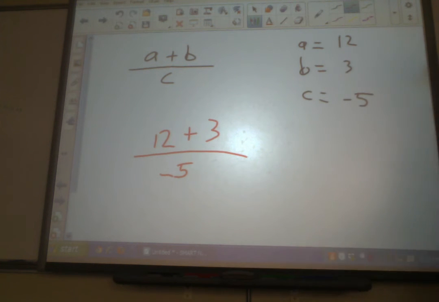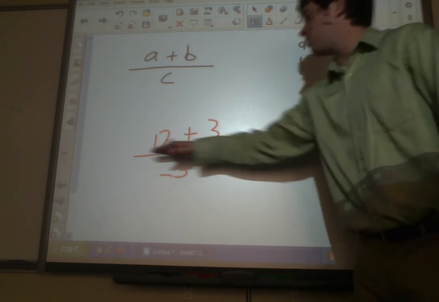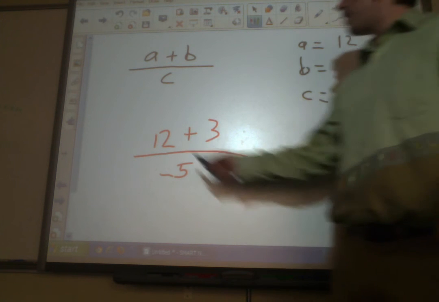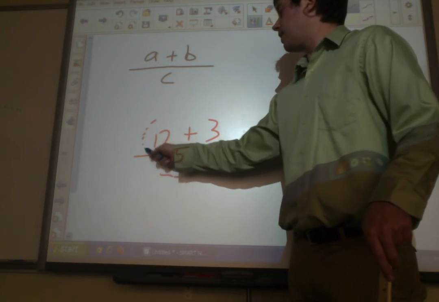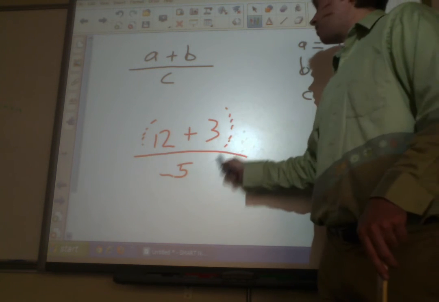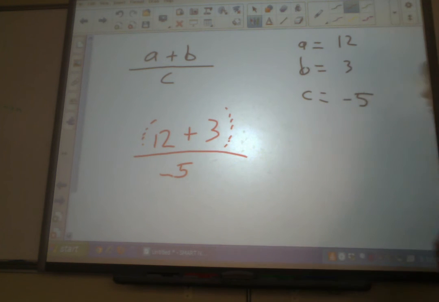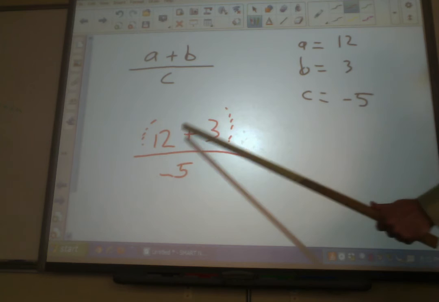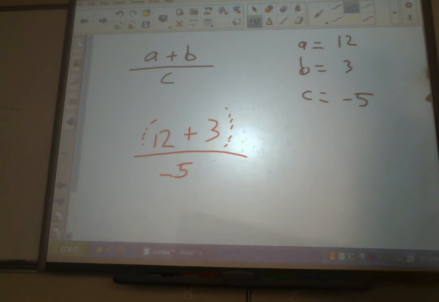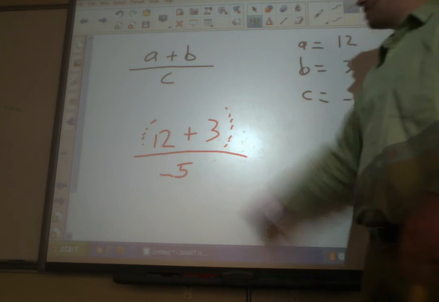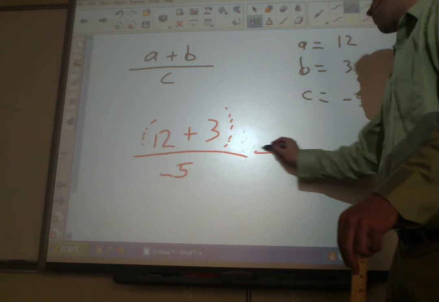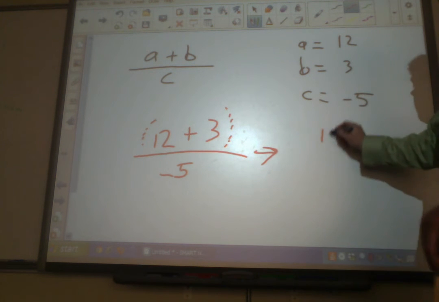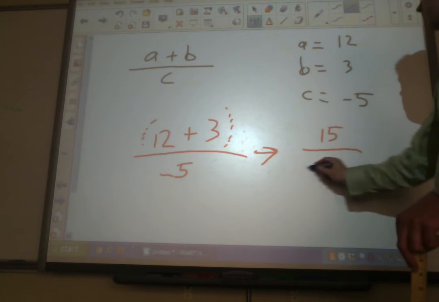Now, I want to remind you real quick something we've learned last year, that anytime you have this fraction bar here, remember, everything above it is kind of like it's in invisible parentheses. Same thing with everything below it. It would be in invisible parentheses. So the first thing we're actually going to do is this 12 plus 3. So 12 plus 3 is 15. So what we have now is 15 over -5.